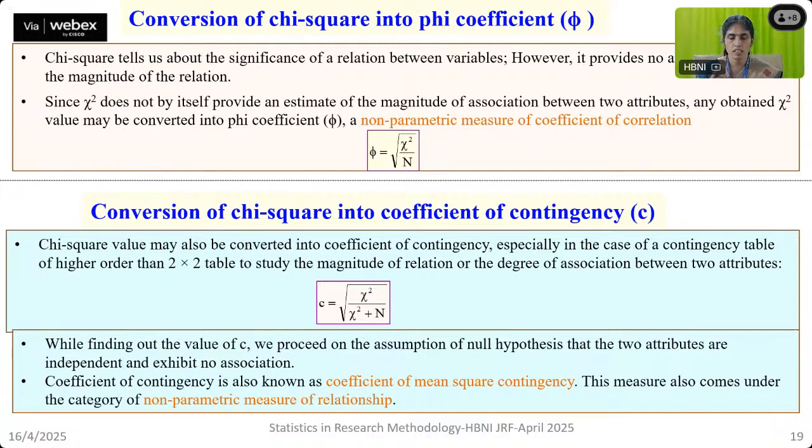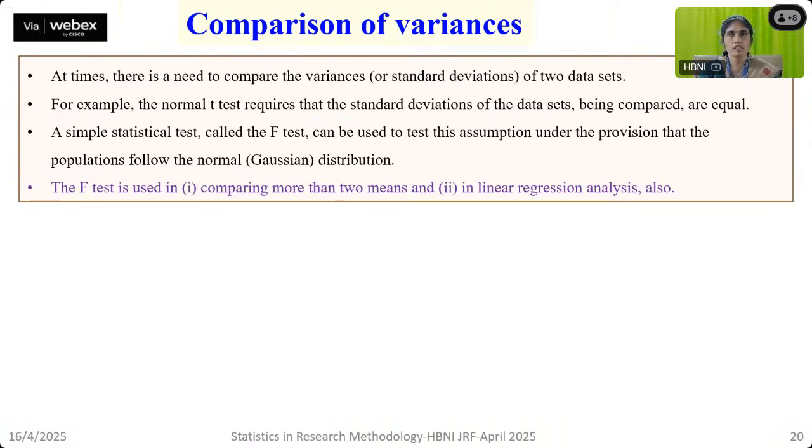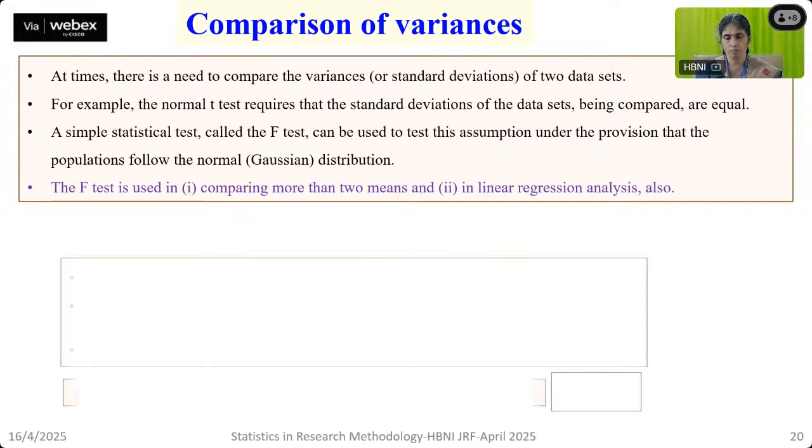If you have more sets of data points to be compared, the coefficient of contingency or the mean contingency should be used. This again is a non-parametric function, and can be easily applied by using this equation. As I told you, if you have to compare the variances of several such data sets, one can adopt the F test, that is the variance ratio test, where the magnitudes of the variances are easily compared and conclusions are made thereof. It can be done for comparing more than two means, and in linear regression analysis also it can be applied.